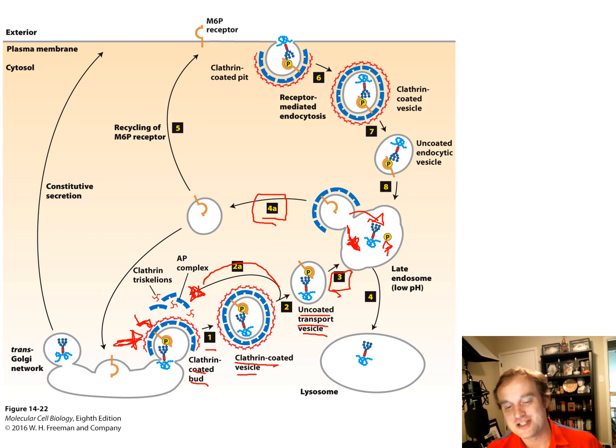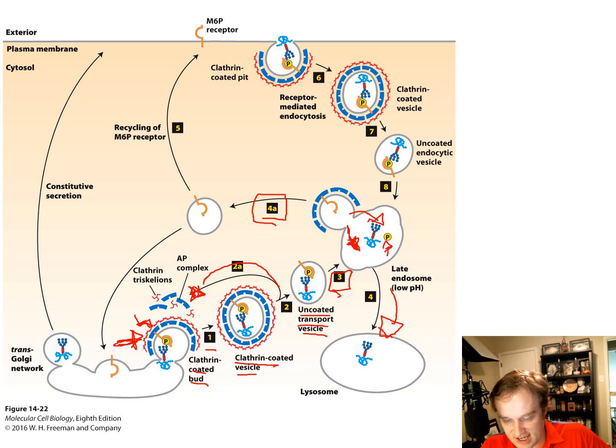It's a very efficient system, right? Because we don't need to keep making these M6P receptors or these coat proteins if they're just there for a certain time. So they're recycled just like the coat proteins are. Step 4 here, the endosome combines with the lysosome, and we have delivered our enzyme to its final destination.